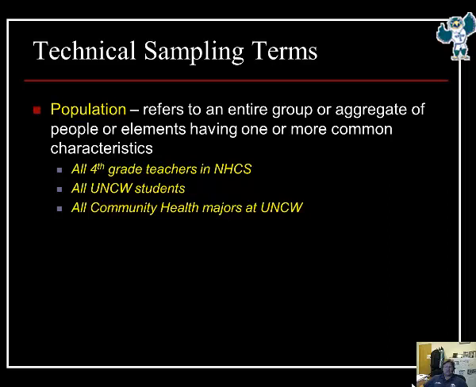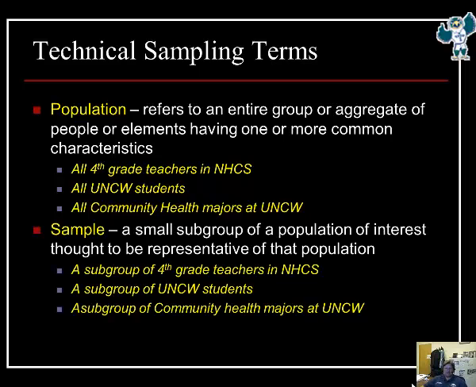But we want to sample it in such a way that we can confidently generalize our results from our smaller subgroup sample of these populations to the larger population. And how we select that sample is vitally important. So a sample is a small subgroup of a population of interest thought to be representative of that population. So like I just said, that could be a subgroup of 4th grade teachers in New Hanover County schools, a subgroup of UNCW students, a subgroup of community health majors at UNCW.